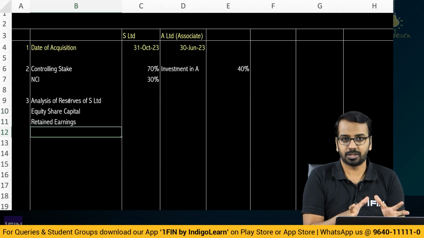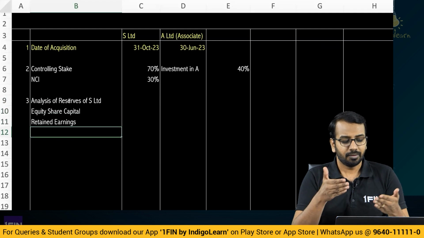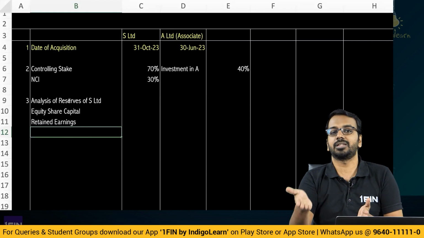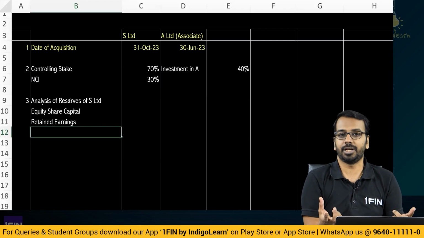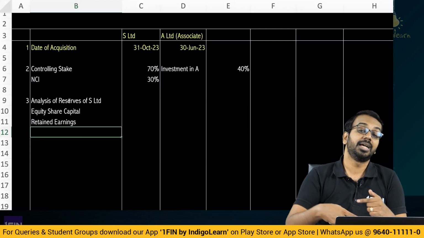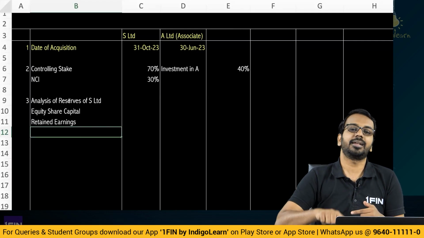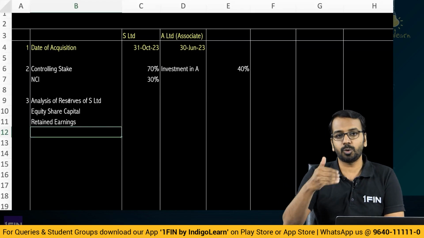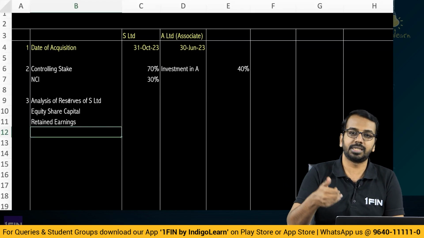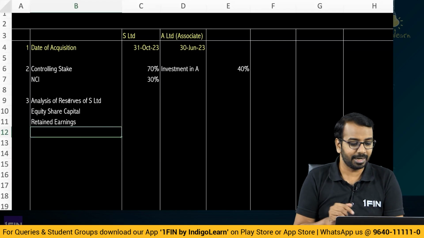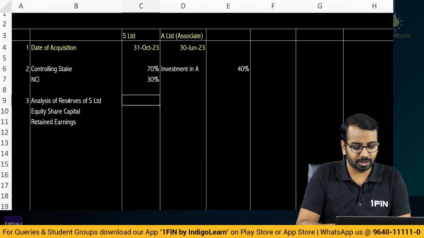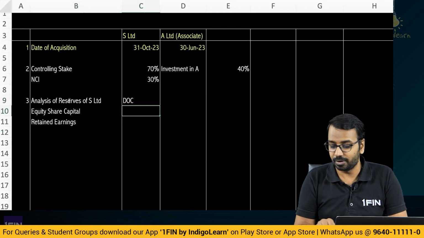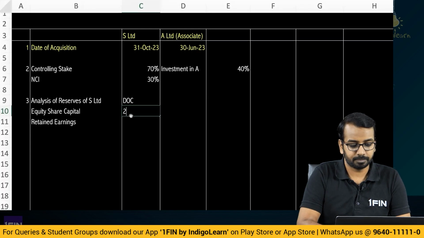So for the first answer, or the first assumption which even the institute has taken, we'll assume that dividend has not yet been declared. It will be declared after the financial year end in the AGM. So there is no impact of dividend. So first solution we'll do assuming dividend has not been declared yet, it will be declared in the next period. You write it carefully in the examination, and then in the next two assumptions, we will see what is the impact if the dividend is paid. So now you have analysis of reserves, equity share capital. How much is equity share capital on date of consolidation? As per the balance sheet, it is 2 lakhs.